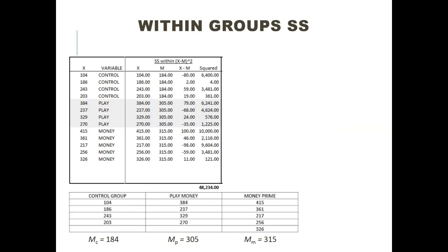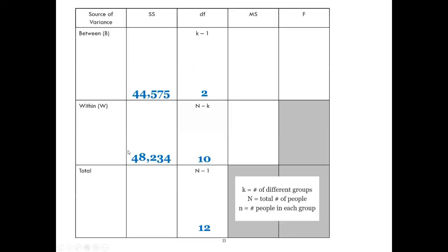So if I do this, here is a layout of all of the calculations laid out together. So I'm going to take this particular data point. I subtract the mean for that group here. So the 305s, 184s, 305s, and 315s. I have my difference between that, and then the squared differences, which I add up. And the total sum of that is 48,234. Okay, so I'm going to take this number, 48,234, and add it to my table.